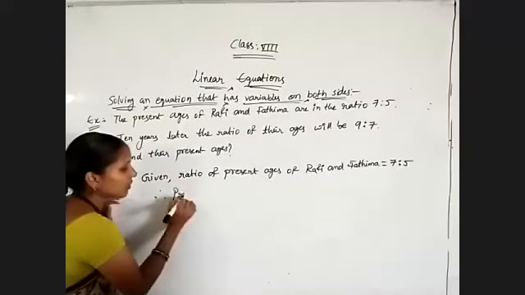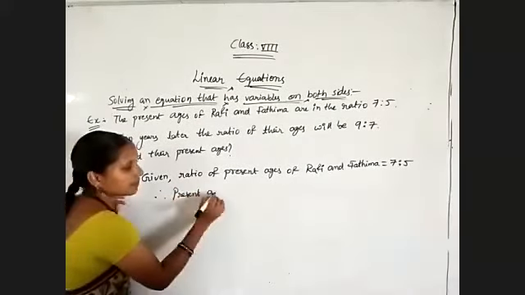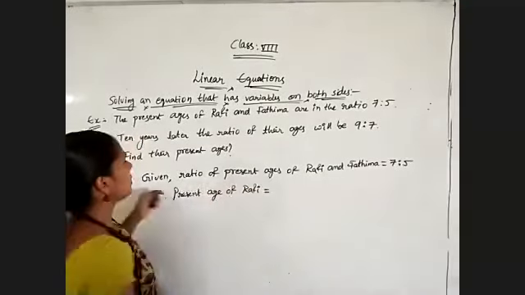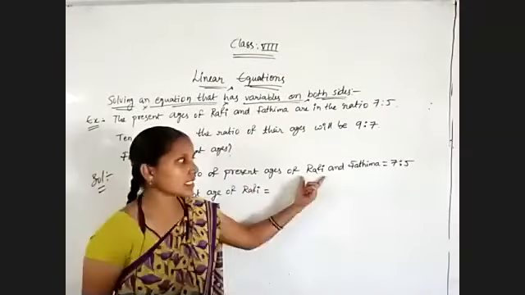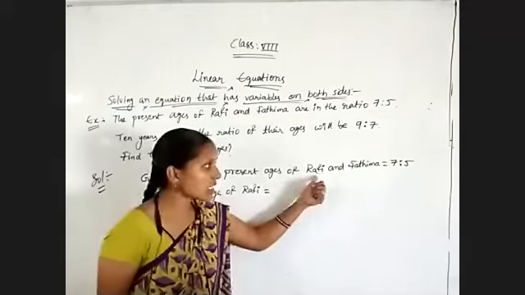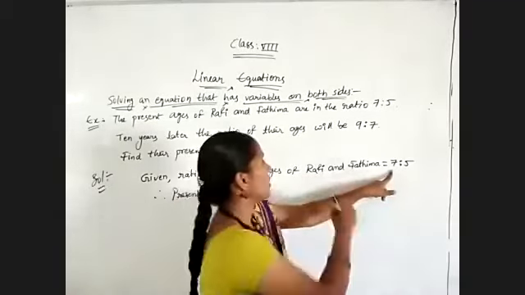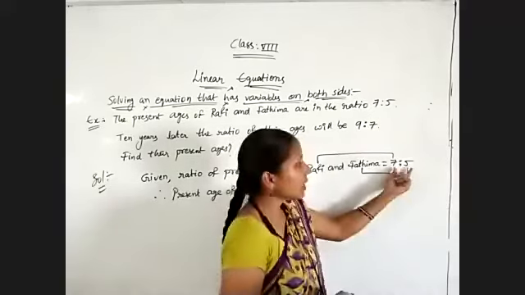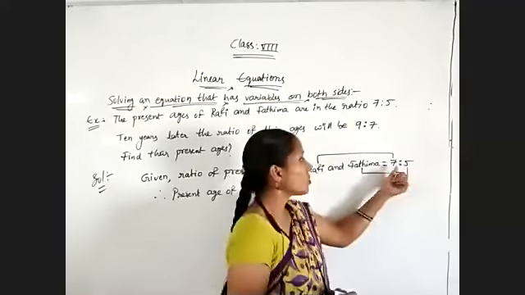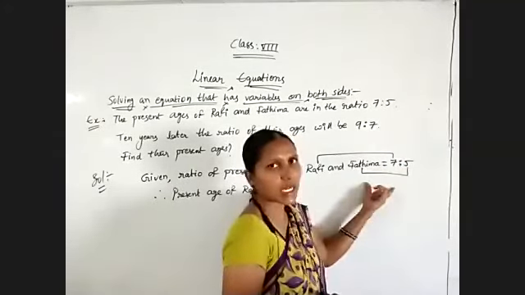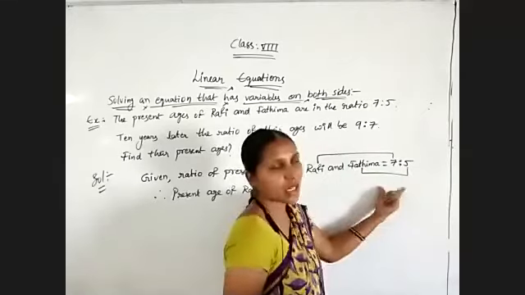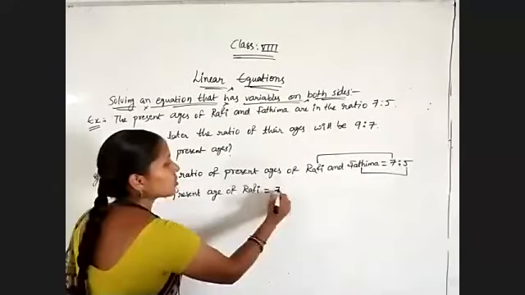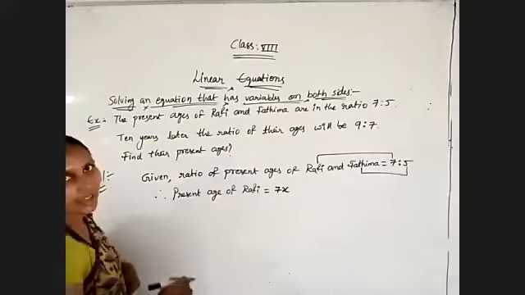the present age of Rafi will be equal to the ratio of the present age of Rafi and Fatima. So the present age of Rafi will be equal to 7 parts. Rafi is having 7 parts and Fatima is 5 parts, and they are having a common factor. The ratio 7:5 is in simplified form, yes or no? So they are having a common factor, and that common factor I am taking as x. So the age of Rafi will be 7x years.